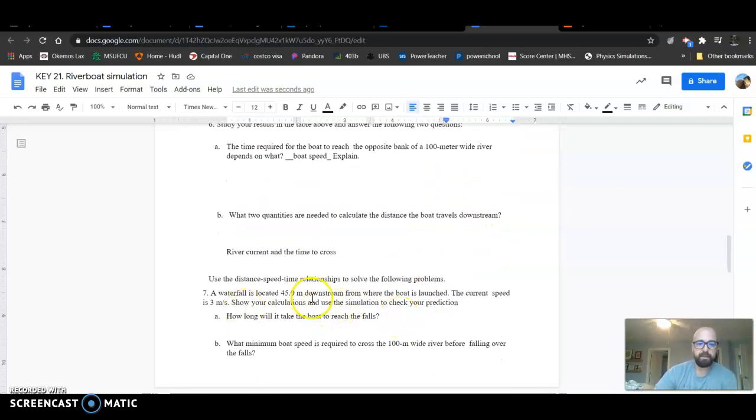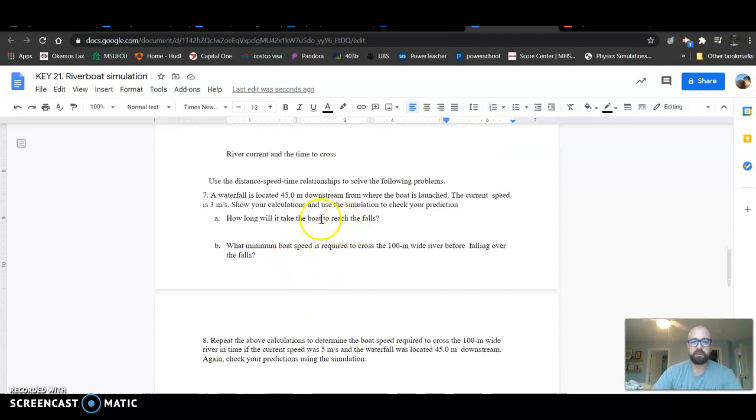So here, when we have the waterfall, how long is it going to take to reach the falls? Well, if the falls are 45 meters downstream and the current is 3 meters per second, then the time for me to go that 45 meters is going to equal the distance divided by the velocity, way back from unit 1. So that's 45 divided by 3, which is going to equal 15 seconds. So now I know it's 15 seconds till you go over the waterfall.